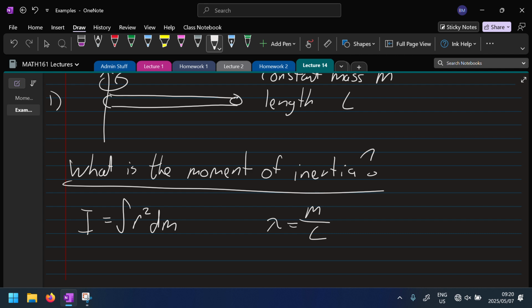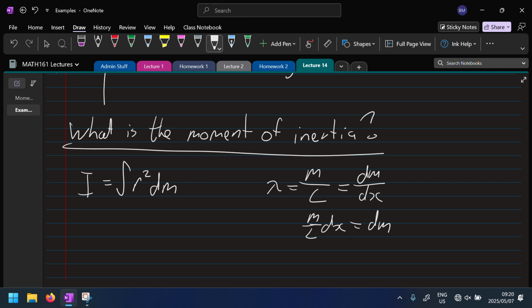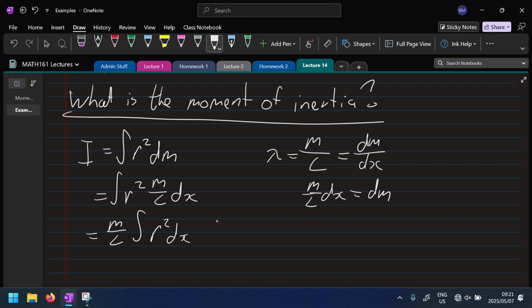Or we could write this as dm by dx. It's going to be the same because it's a constant density. So a little bit of rearranging here. We're going to have m over L dx is dm, which is what we need to put in the integral. So this is going to be the integral r squared m over L dx. M over L, that's a constant. We can take that out. And then we have the integral r squared dx.